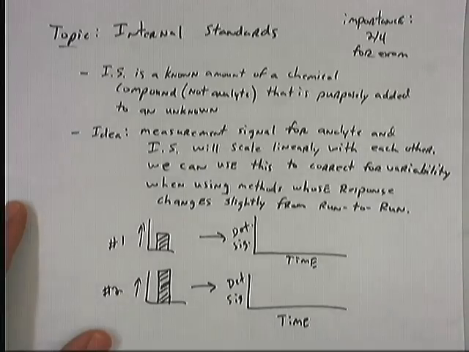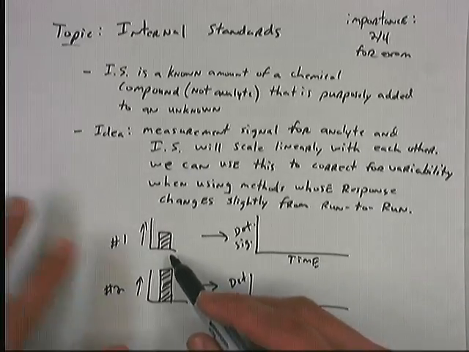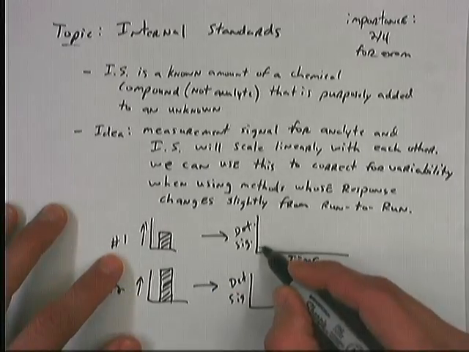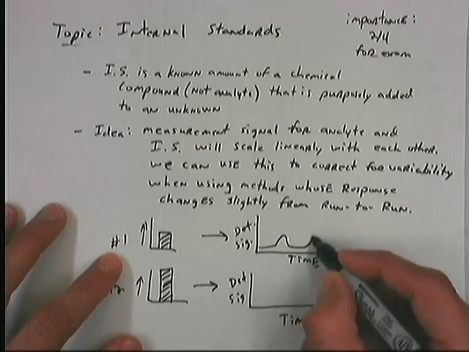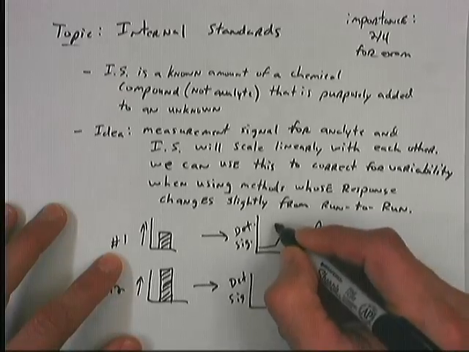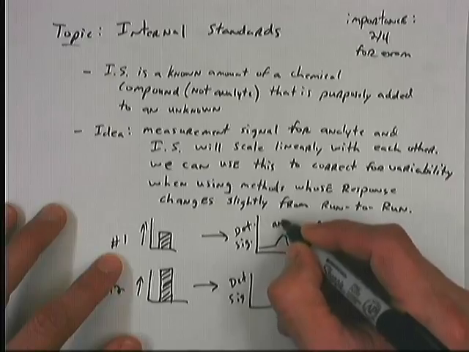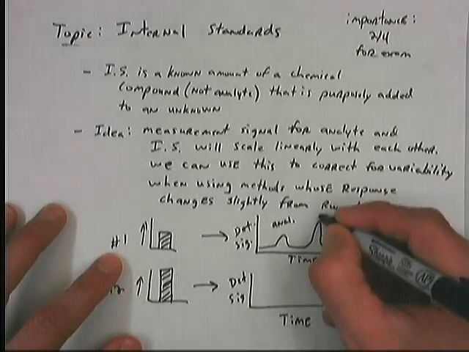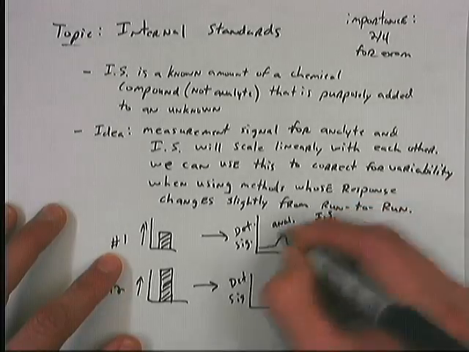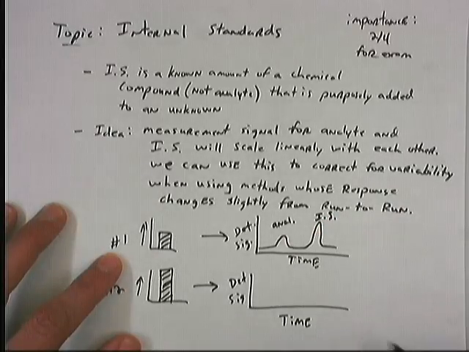What will happen is the peaks that you see in run one, well, you might get two peaks. Maybe this is for your analyte, and this is for your internal standard, IS. They produce different peaks because they're different substances, okay?